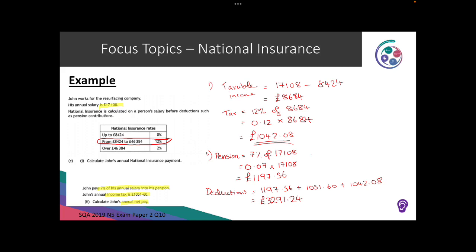So then to work out his net pay, all I need to do is take those deductions off of his wage there. So 17,108, take away £3,291.24. And that gives me a net annual pay of £13,816.76 there. So needing to be careful in part 1 that you remember to deal with the personal allowance, and then in part 2 making sure that you're factoring in the national insurance to those deductions as well.